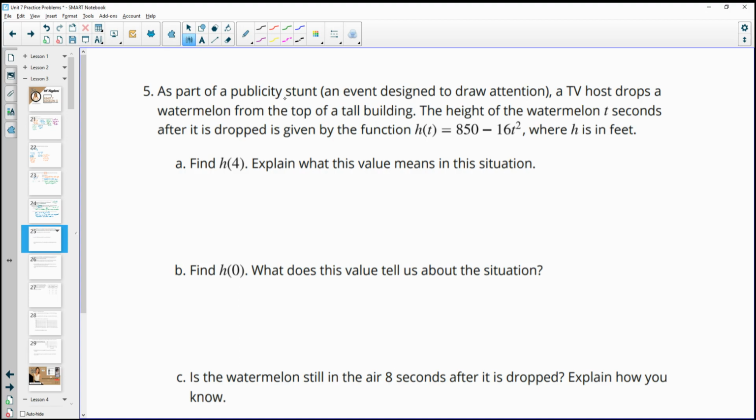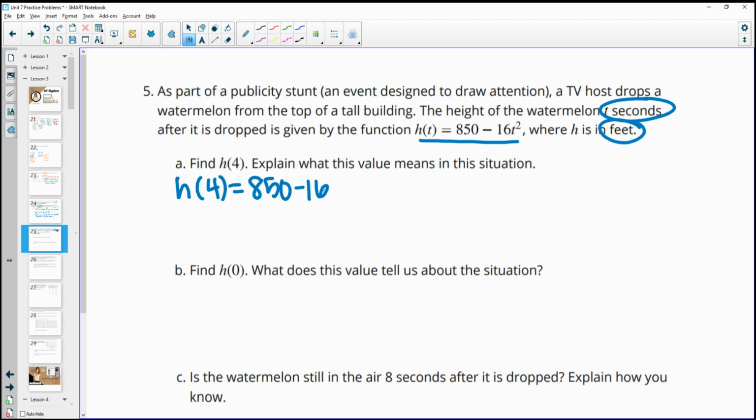Number 5, as part of a publicity stunt, which is an event designed to draw attention, a TV host drops a watermelon from the top of a building. The height of the watermelon t seconds after it's dropped is given by this function, where h is the height in feet. Okay, so our time is in seconds and our height is in feet. Find h of 4 and explain what this value means. So if we do h of 4, we're just going to plug 4 in for t.